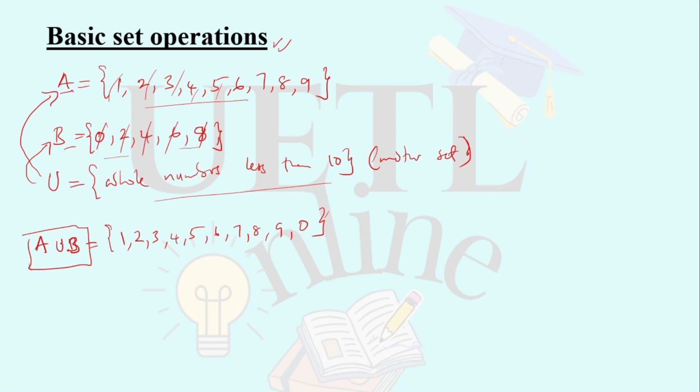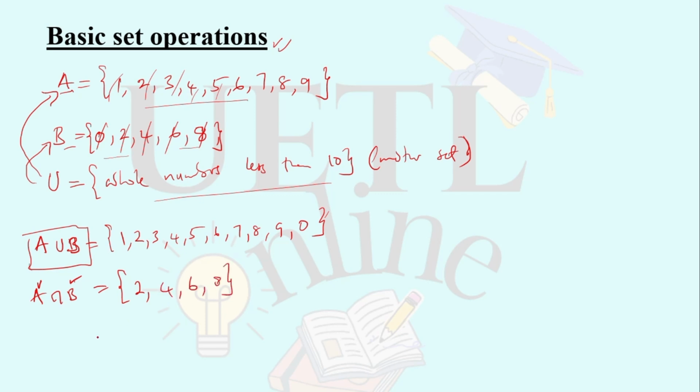Then the other thing is A intersection B. Intersection means that they are in B and they are also in A. So they are in common. They are common in both. They are in A and they are also in B. Here you can see that in this case we have 2, 4, 6 and 8. So these are common in both sets.